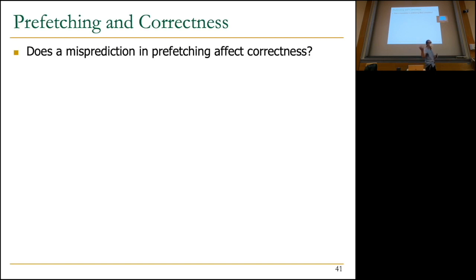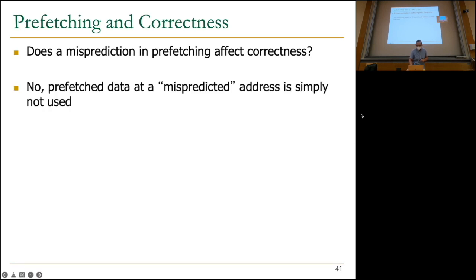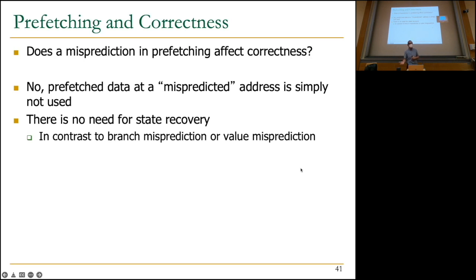Of course, you may prefetch data that you don't have access to. Now we're going to talk about virtual memory next. Virtual memory is going to prevent that. If you try to prefetch some location in memory that you don't have access to, virtual memory is going to say, no, you don't have access to that data, and that prefetch gets dropped, basically. Okay. Yeah, I think I've said this basically. So there's no need for state recovery in contrast to branch misprediction or value misprediction.